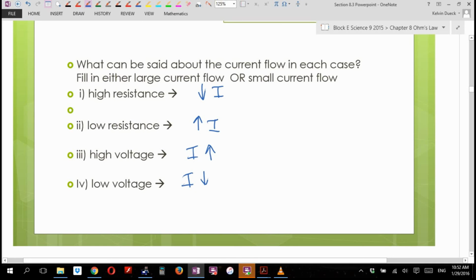Oh yeah, same thing. Current is big, current is high, current is low. But what I really want you to notice is we have a bit of an opposite thing going on here. When resistance is big, current gets small. When voltage is big, current gets big. And vice versa. This is Ohm's Law. Is that okay?